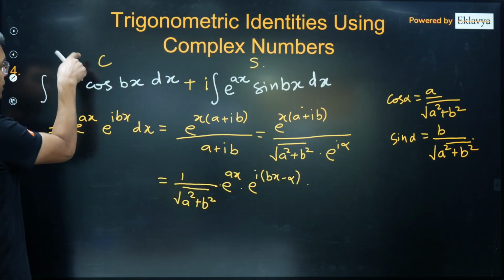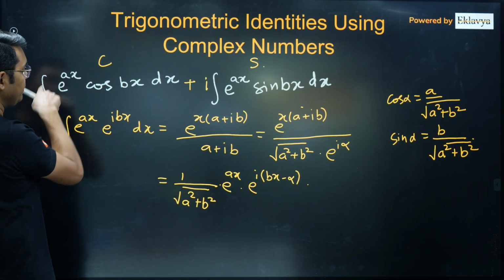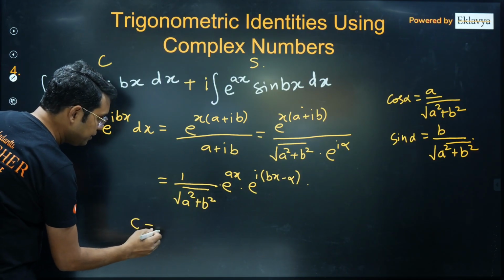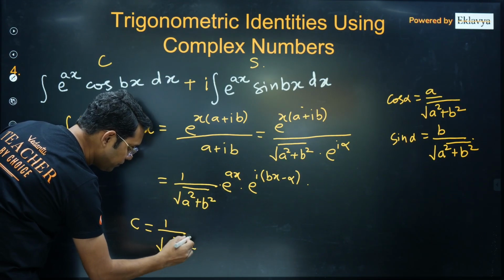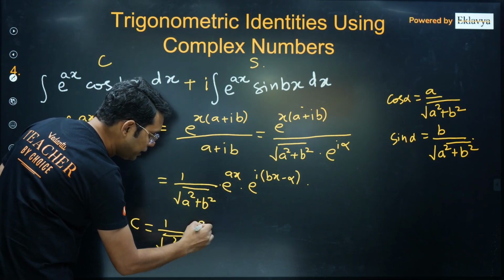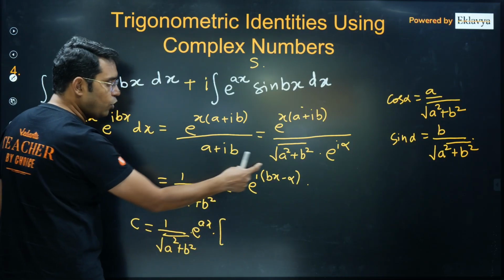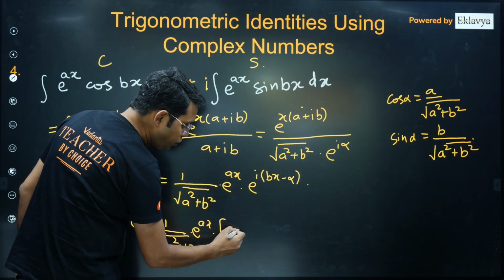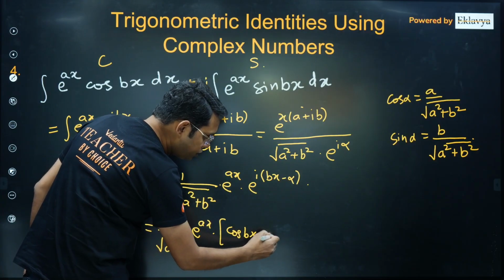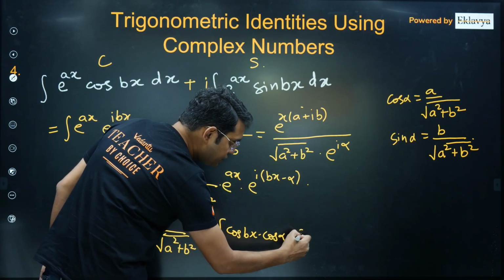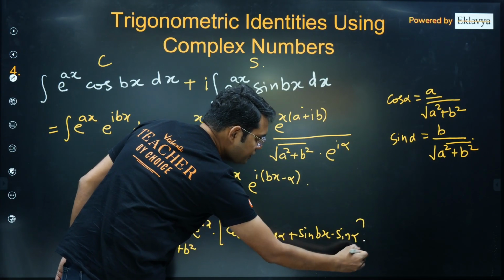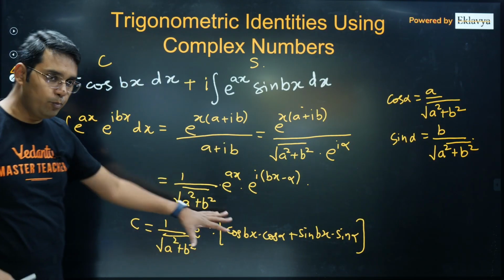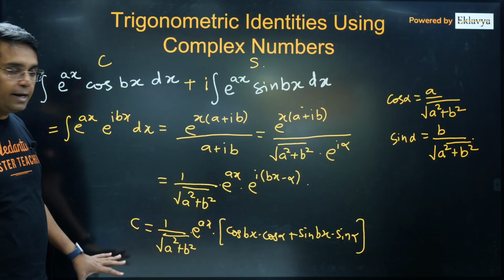Okay, so the integral of this c, that means this first integral will be the real part, that is 1 upon root over a square plus b square into e power ax, and the real part means cos of this thing, which means cos of bx into cos alpha plus sine of bx into sine alpha. Now these values of cos alpha, sine alpha, if you put, you get the integral directly.